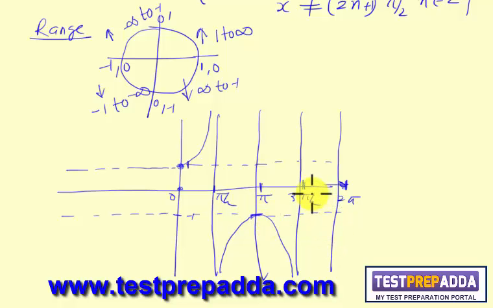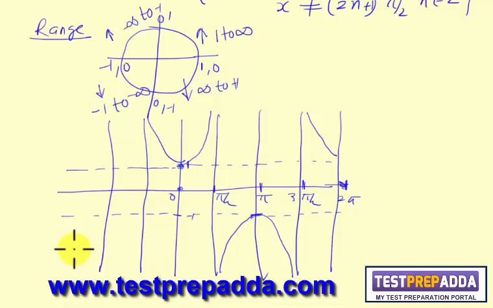Now, in the fourth quadrant, it decreases from infinity to 1. Actually it is 1. Here I have written minus 1. So it is infinity to 1. Okay. Now, if I extend this, the graph will look like this here. So we can extend here.